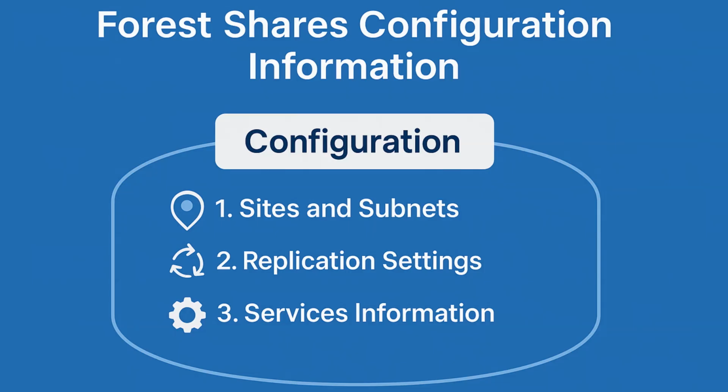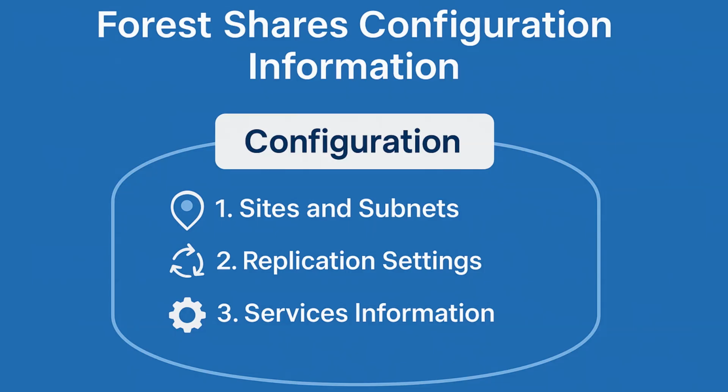It also includes replication settings: when data should be synchronized, how often it should happen, and which domain controller should exchange information. Additionally, it includes information about services that Active Directory depends on. All of this data lives inside a special part of Active Directory called the Configuration Partition. And the best part? Every domain controller in the entire forest gets a copy of this configuration. This ensures that the entire environment remains consistent, no matter how large it grows.